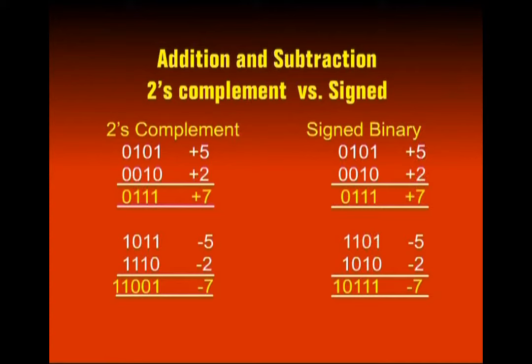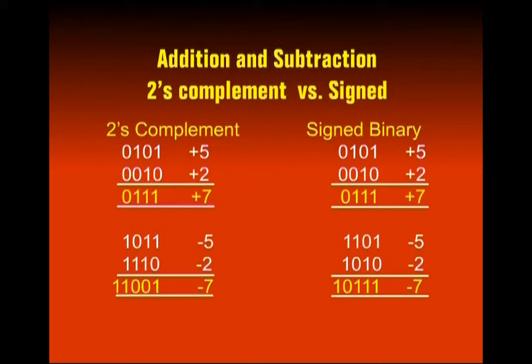Let's consider the second example. Addition of minus 5 and minus 2. The result is minus 7. Now, minus 5 is represented in its signed magnitude form as 1101. The most significant bit 1 represents the negative sign. The last 3 bits 101 represent the magnitude, so it's 5. Similarly, minus 2 is represented as 1010. The most significant bit 1 represents the negative sign, and the last 3 bits 010 represent the magnitude 2.